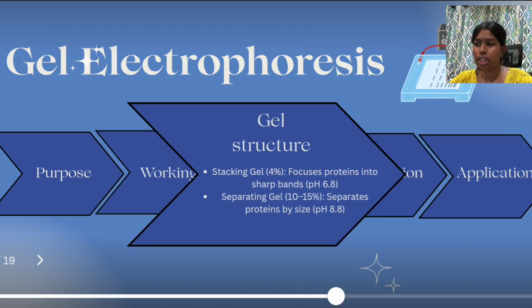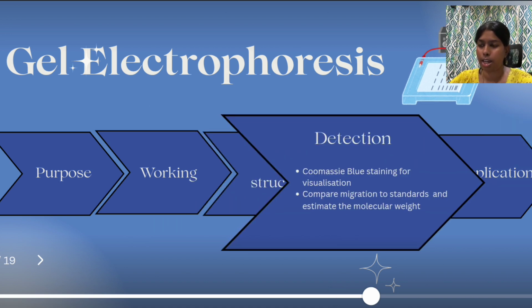The stacking gel helps in concentrating the protein bands into sharp zones and also helps them to align in a thin, sharp band between fast moving chloride ions and slow glycinate ions. The separating gel helps in separating the proteins by size as they migrate towards the anode. Smaller proteins move faster through the molecular sieve of the gel matrix.